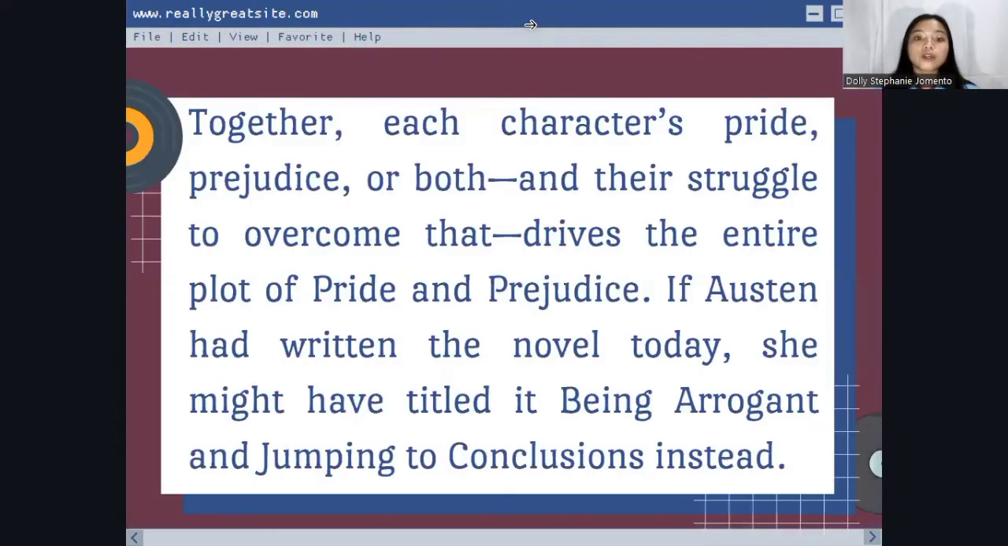So together, each character's pride, prejudice, or both, and their struggle to overcome that drives the entire plot of Pride and Prejudice. If Austen had written the novel today, she might have entitled it Being Arrogant and Jumping to Conclusions instead. So being arrogant, that is Mr. Darcy, and jumping to conclusions, that is Lizzie.